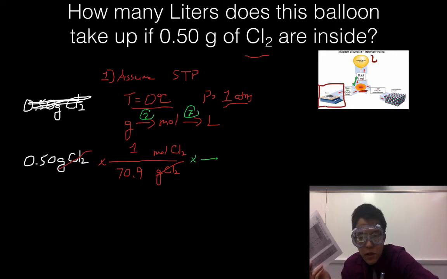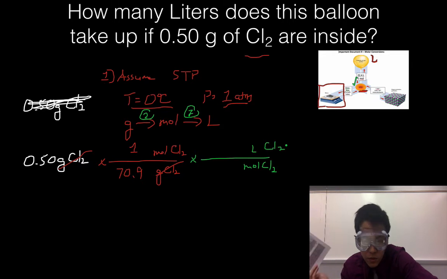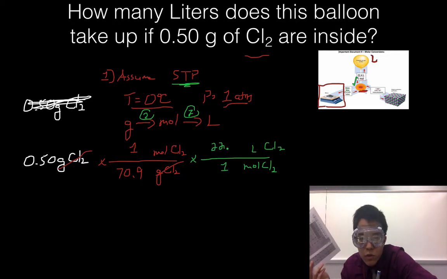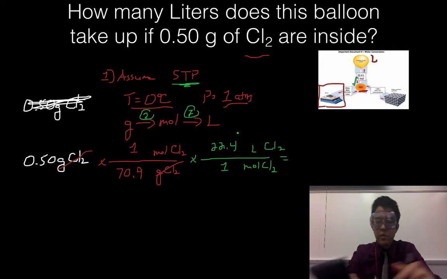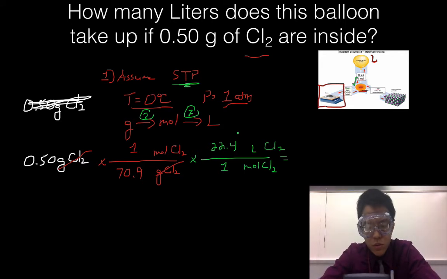In step 2, I need to cancel my moles of Cl2, and I'm trying to get to the liters of Cl2. If I know it's at STP, I know in 1 mole of Cl2 there are 22.4 liters. So I take my 0.50 times 22.4, and then divide by the bottom, 70.9.